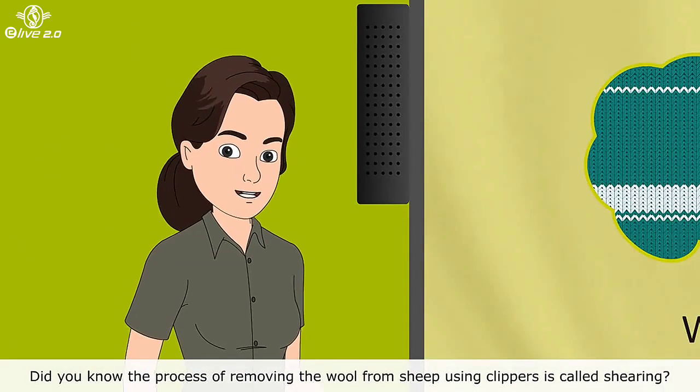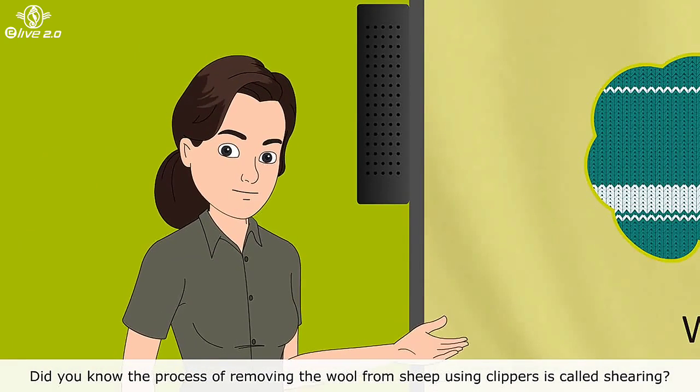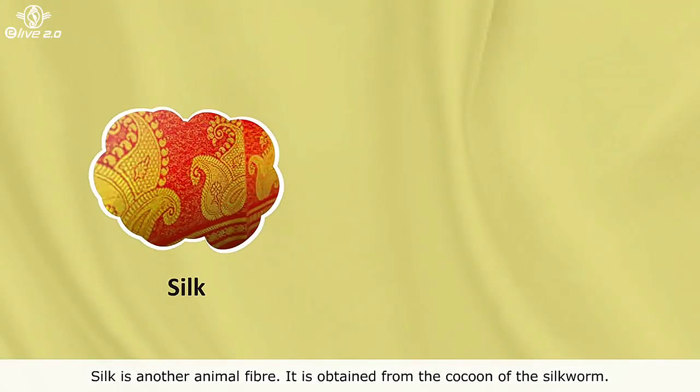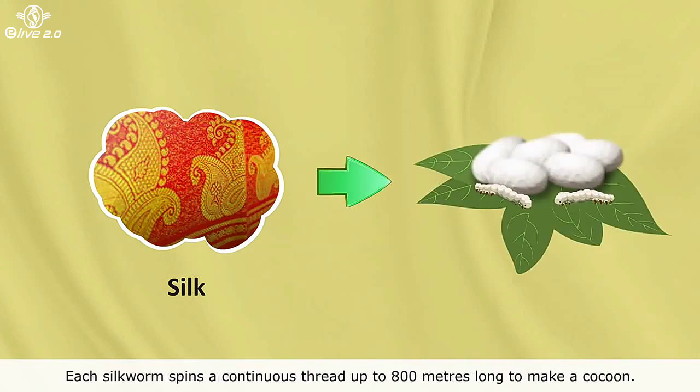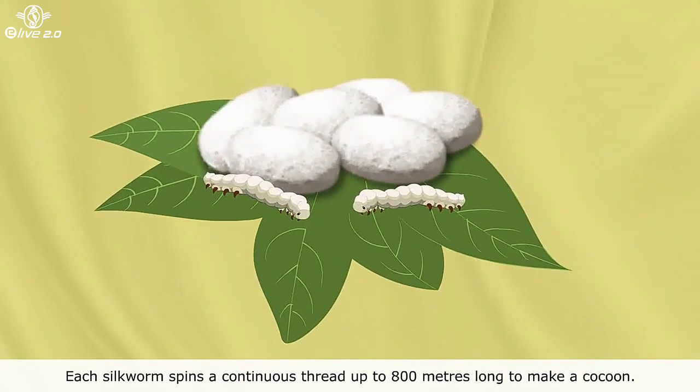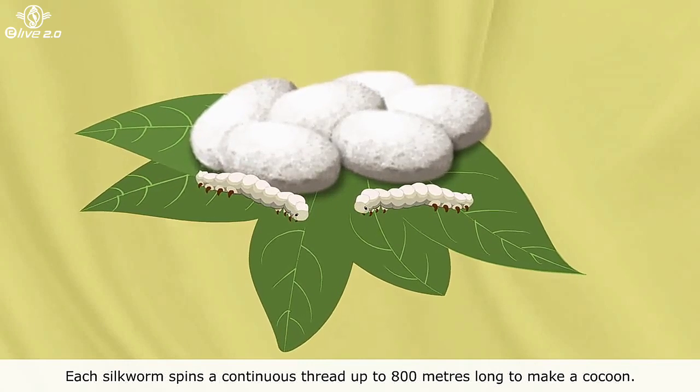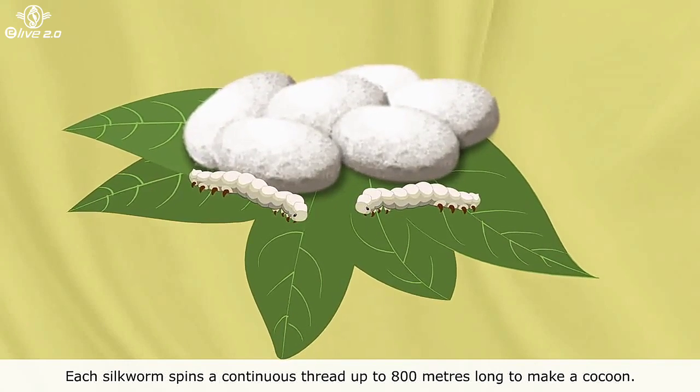Did you know the process of removing the wool from sheep using clippers is called shearing? Silk is another animal fiber. It is obtained from the cocoon of the silkworm. Each silkworm spins a continuous thread up to 800 meters long to make a cocoon.